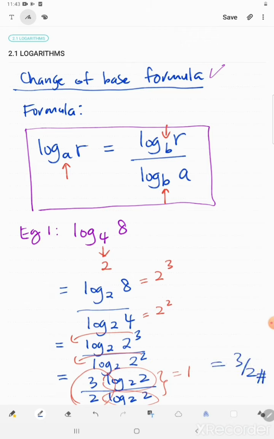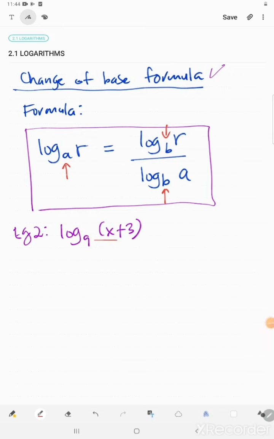Alright. This is the first example. This is the second example where I have log x plus 3 base 9. Now I want to change from 9 to the smallest number. For number 9, we can factor it out. We can use number 3. So the answer is equal to log x plus 3 base 3 divided by log 9 base 3.